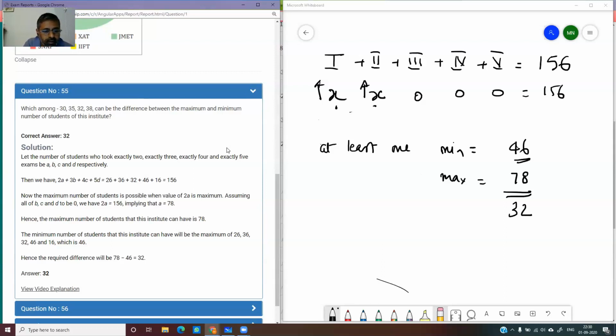Okay. Now the maximum. The maximum number of students is possible when the value of 2a is maximum. Assuming that B, C, D to be 0, we have 2a equal to 50. That is done. And this 46, they have taken this as 46. That's perfect. Only thing is they have taken this approach, which works okay for this. But the moment you go to the next one, it doesn't. You'll find it confusing.